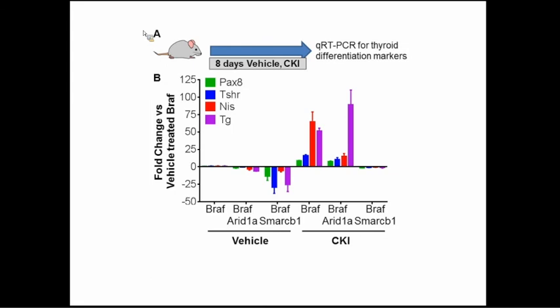If you now treat with the RAF-MEK inhibitor, you nicely restore their expression of these genes in the BRAF mice. You have an intermediate response, but unfortunately not for the sodium iodide symporter in the ARID1A mouse. And if you have no SWI/SNF, if you disrupt these complexes altogether, these are irreversibly dedifferentiated.